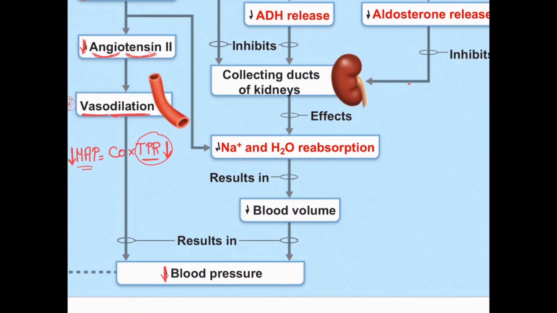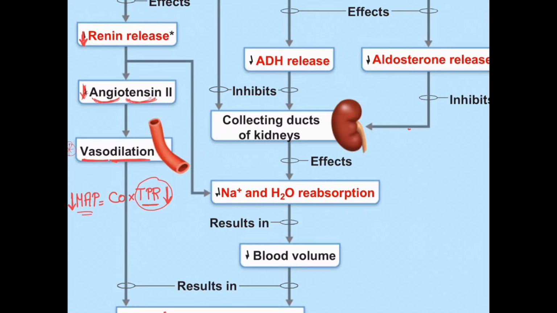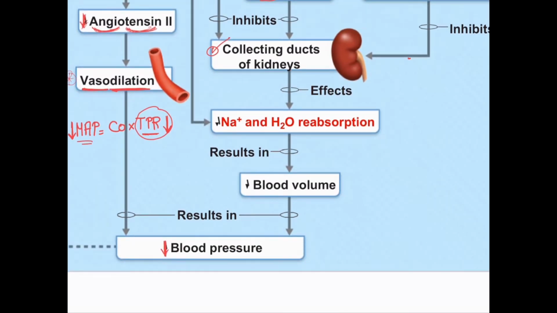Remember, if I have here a reduction in the ADH, what's going to happen? No retention of the water will be taking place in my collecting ducts. No retention of water from the collecting ducts. This means that the water will get released out in the urine. And if you lose the water out in the urine, what's going to happen to your blood volume? As a result, blood volume will decrease. Reduction in blood volume will result in reduction in its pressure.